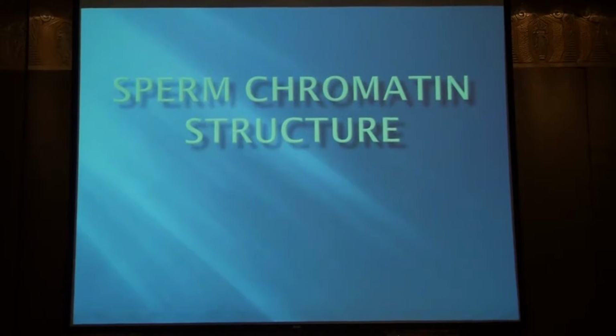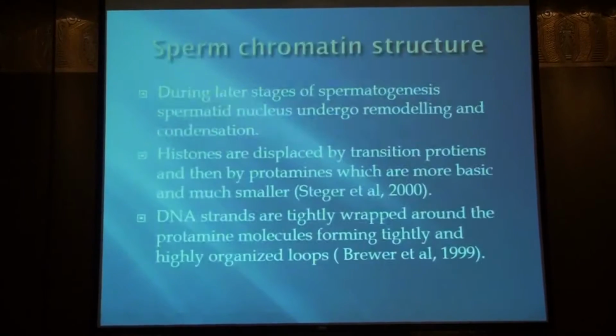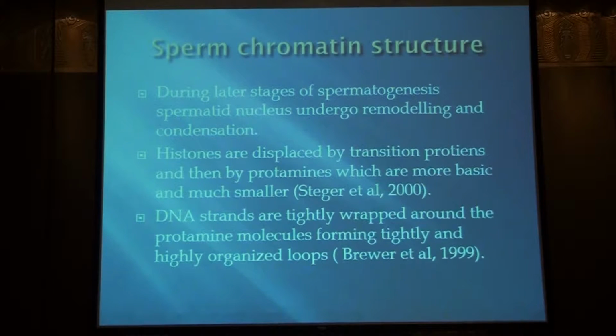We'll first talk about the sperm chromatin structure. During the later stages of spermatogenesis, the spermatid nucleus undergoes remodeling and condensation. Histones are displaced by transition proteins and then by protamines, which are more basic and much smaller. The DNA strands are tightly wrapped around the protamine molecules, forming tightly and highly organized loops.